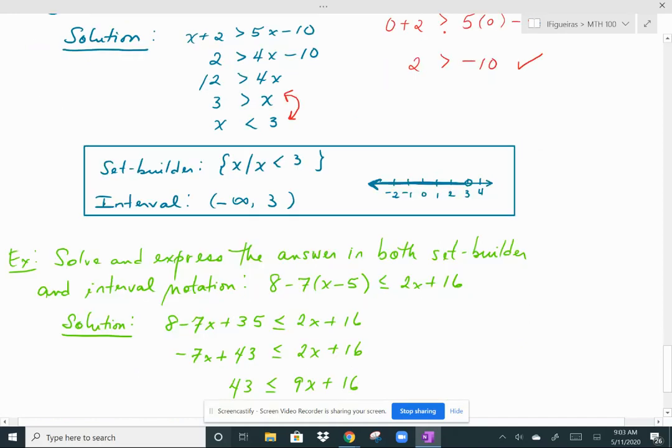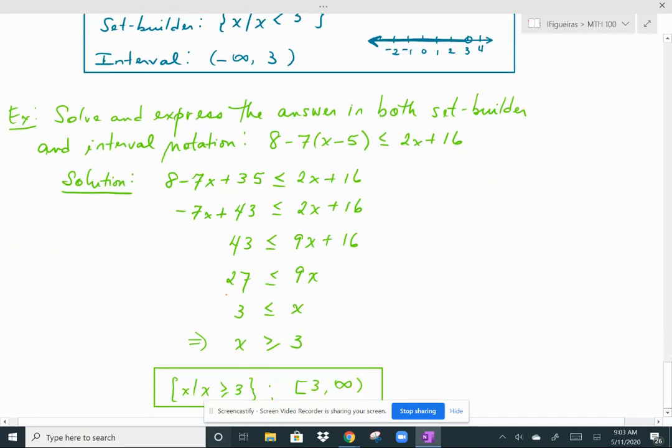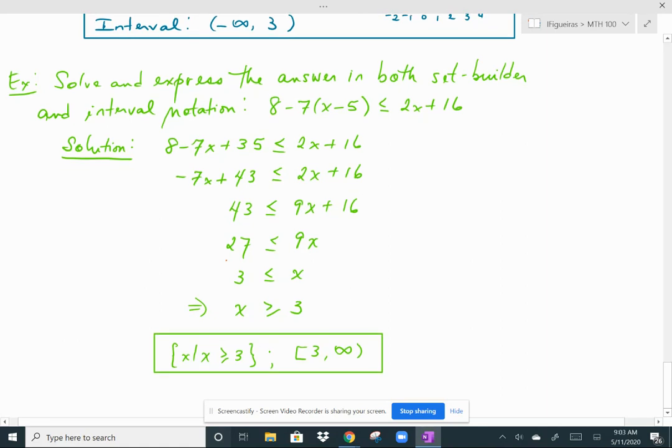So here we want to solve and express the answer in both set builder and interval notation. And our problem is 8 minus 7 times x minus 5 less than or equal to 2x plus 16. So first thing I did was distribute the negative 7. So I get 8 minus 7x plus 35 less than or equal to 2x plus 16. Then I get negative 7x, 8 and 35 is 43, less than or equal to 2x plus 16. Then I'm going to move the negative 7x over to the right by adding it. So I have 43 is less than or equal to 9x plus 16.